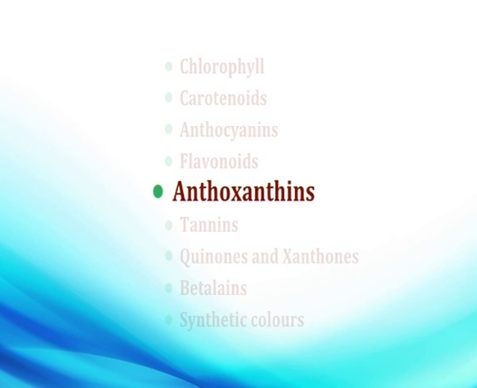Anthoxanthins. Anthoxanthins are glycosides and are creamy yellow, creamy white or yellow-white water-soluble compounds and occur in the cell sap of some fruits and vegetables like potato and cauliflower.